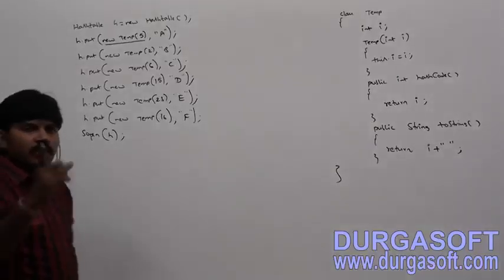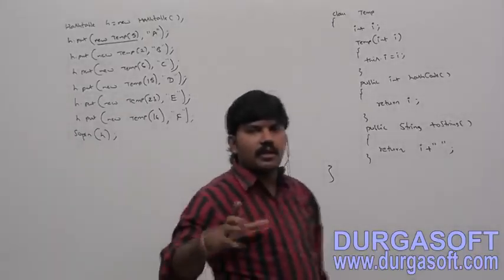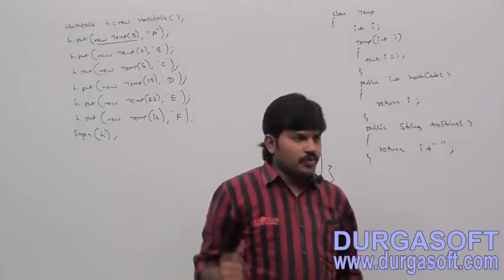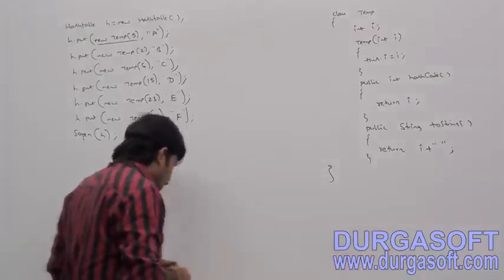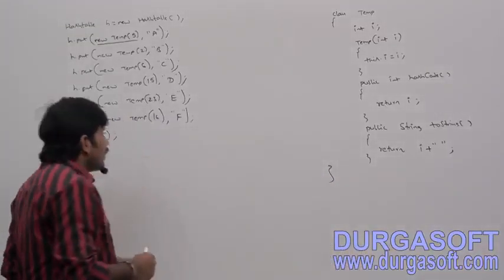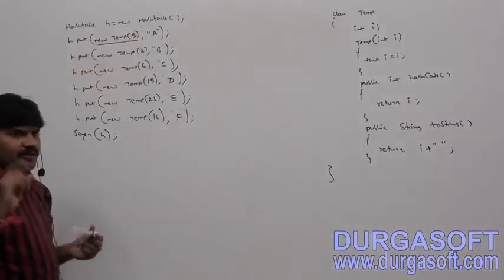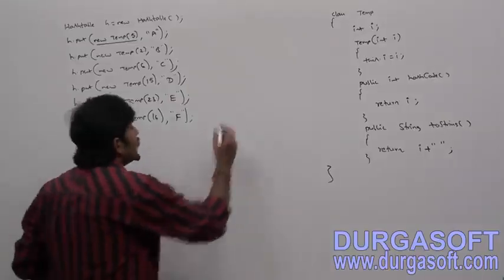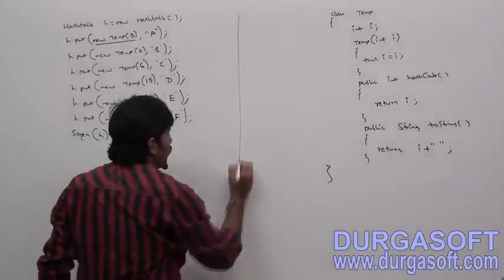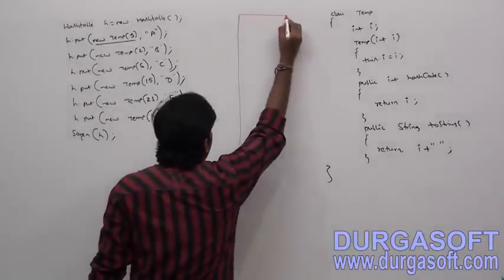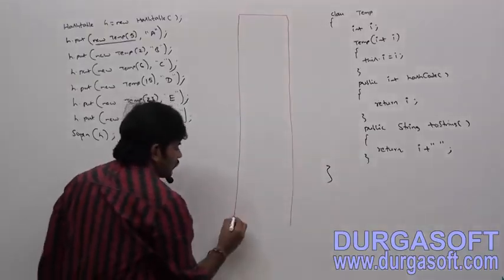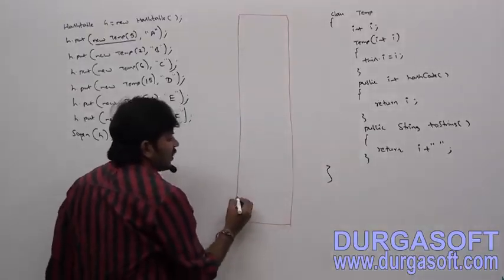If you know hash code, then you have to decide and tell exactly what the output for this program is. Just observe this one. Sir, can you tell what is the default initial capacity of Hashtable? 11. Then in my Hashtable, 11 buckets are there.